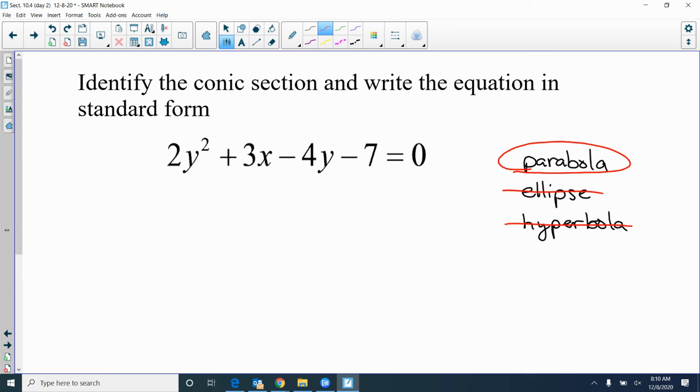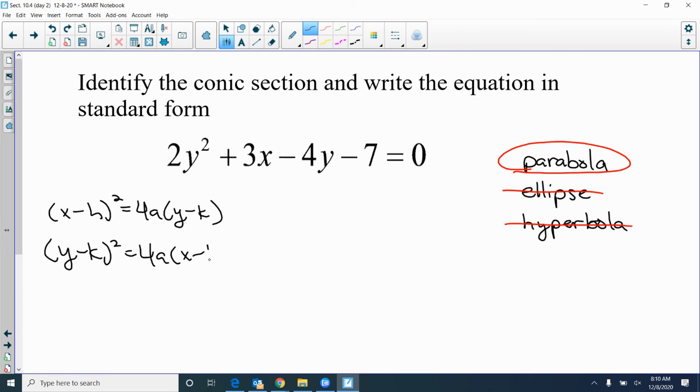Now, you're going to say, what's the general form of a parabola? It is x minus h squared equals 4a times y minus k, or it is y minus k squared equals 4a times x minus h. Well, which one's it going to be? Since the y is the value that is squared, it's got to be the second one. We got to get it in that form.